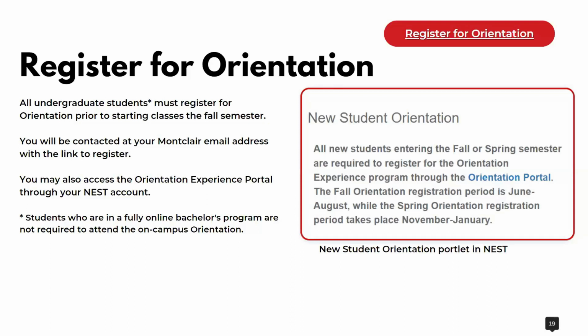Registration for orientation is required for all undergraduate students, and we ask that you complete this prior to the start of your class in the fall semester. You'll be contacted at your Montclair email address with the link to register. You can also access the Orientation Experience portal through the Nest account, like I said earlier. If you are a student in a fully online bachelor's program, you are not required to attend the on-campus orientation. Please contact us if you're an online student and you're receiving information about registering for orientation.